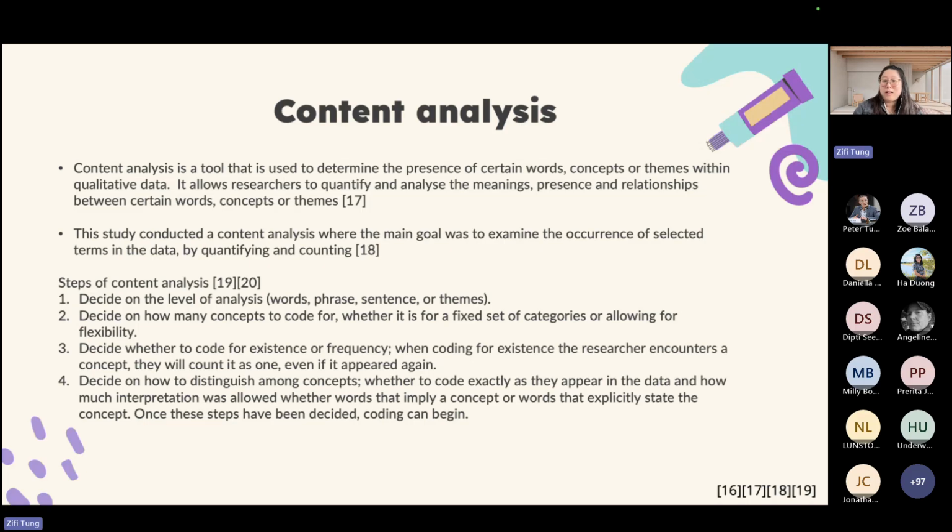So content analysis fit. If you look at the steps for content analysis, you decide on a level of analysis: word, phrases, sentences, or themes. In my case, it was mainly words and phrases because I wanted to analyze what they wrote on their post-it notes and where they put the post-it notes. Second step is to decide how many concepts to code for, whether fixed categories or for flexibility. I didn't know what I was looking for, so I was open for flexibility. The third step is to decide whether to code for existence or frequency. I will talk a little bit about that after the slide where I walk you through what I did, and then decide on how to distinguish among concepts.